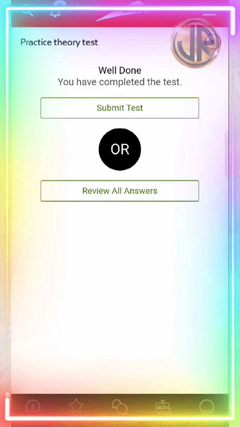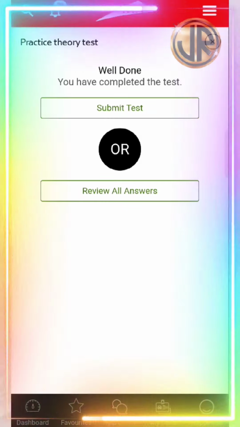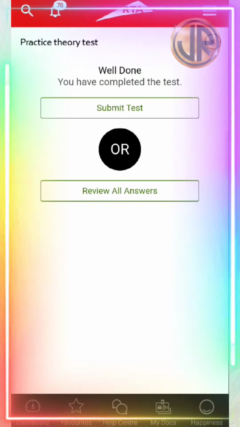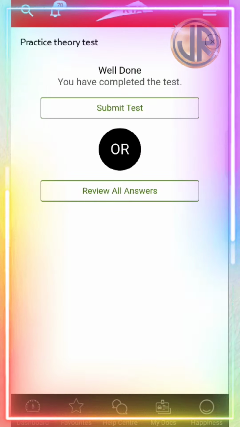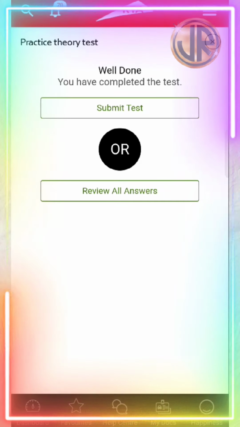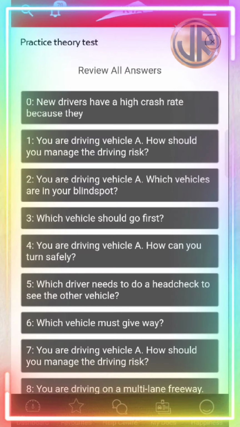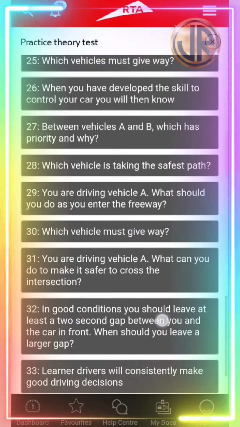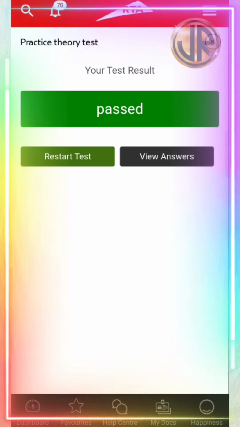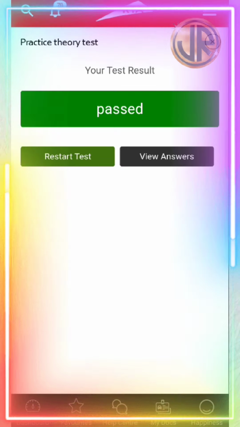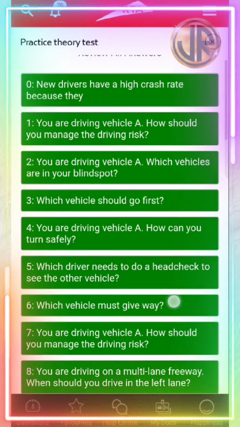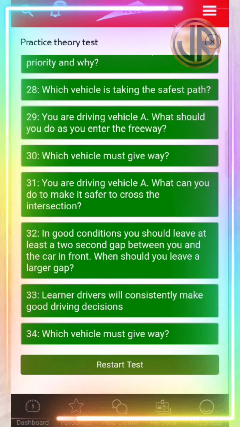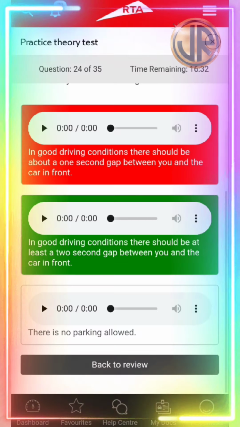So the 30 questions are completed. After that you will have to press submit test, then you will see the test result, or you can press review all answers, so you can see which answer is wrong. It will show here. So all the questions are correct. In the view of answers, all are green because there is no fault. There is one question which is false, not correct.